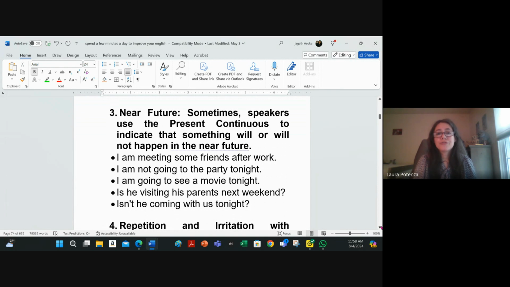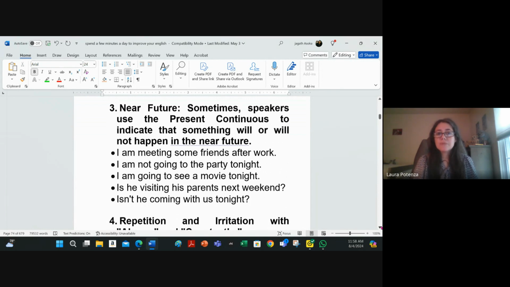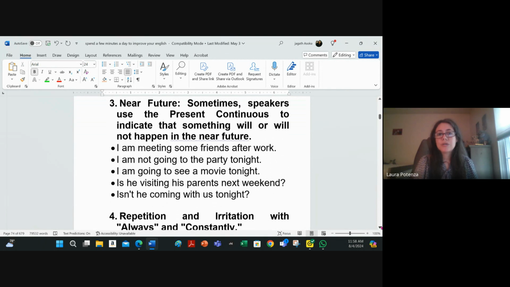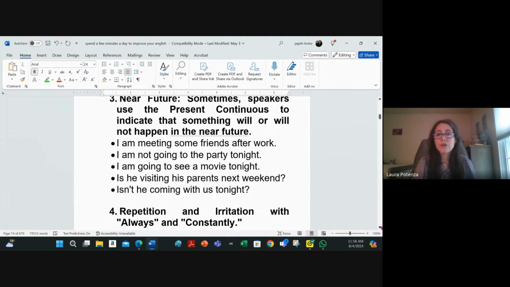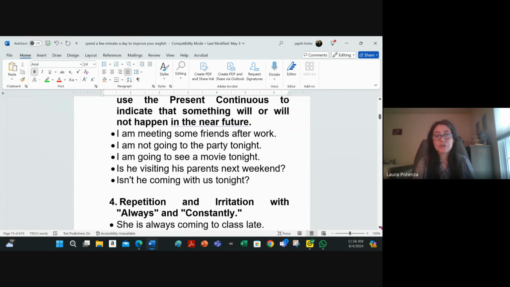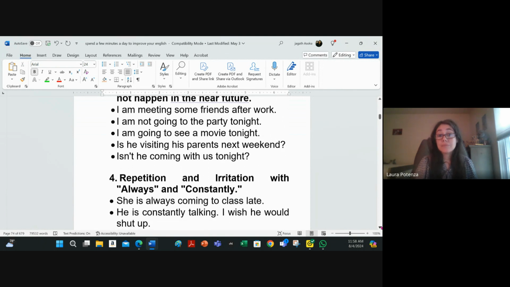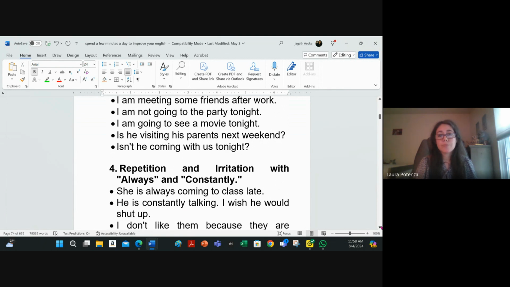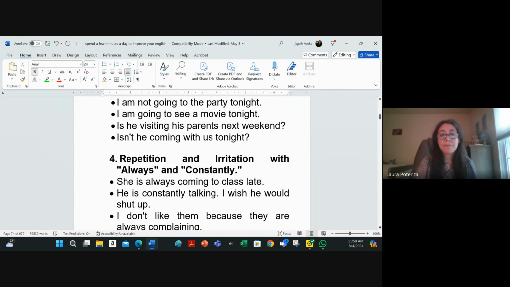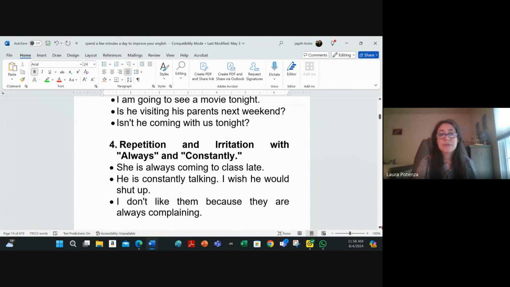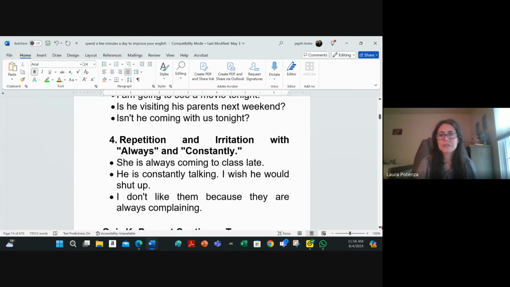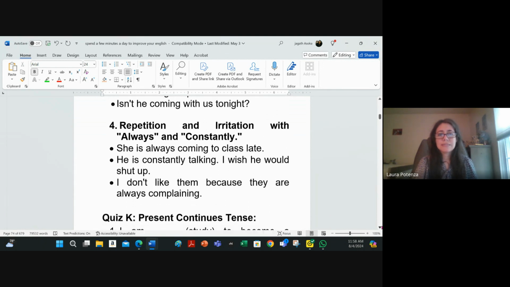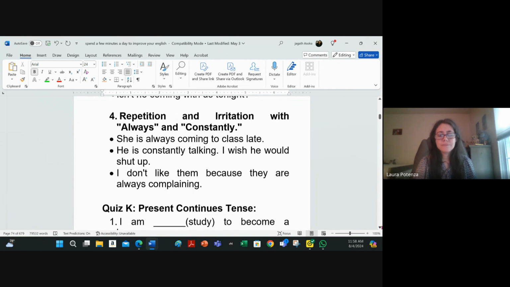Third, near future. Sometimes speakers use the present continuous to indicate that something will or will not happen in the near future. I am meeting some friends after work. I am not going to the party tonight. I am going to see a movie tonight. Is he visiting his parents next weekend? Isn't he coming with us tonight?